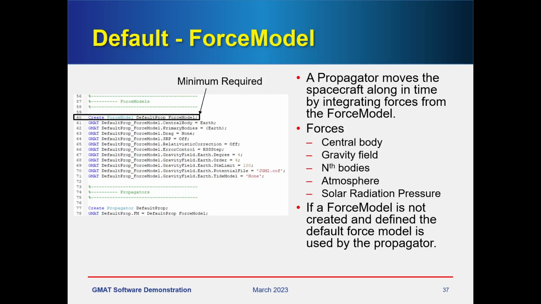If the force model is not created and defined by you, then the propagator will use the default, which will look like this, which is an Earth-centered 4x4 gravity field with drag and solar radiation pressure turned off. Note again that in line 78, the force model is assigned to the propagator.